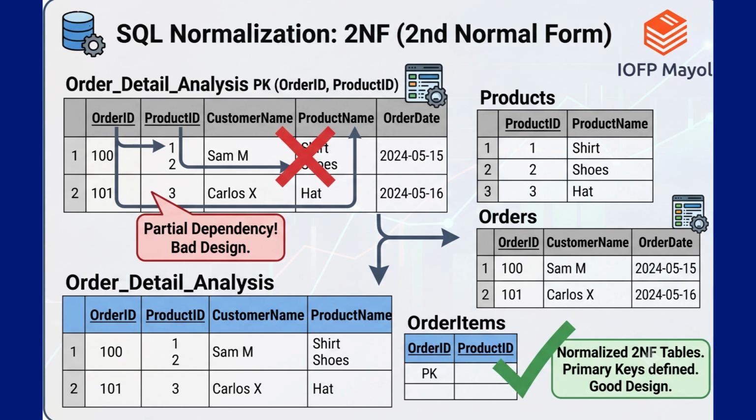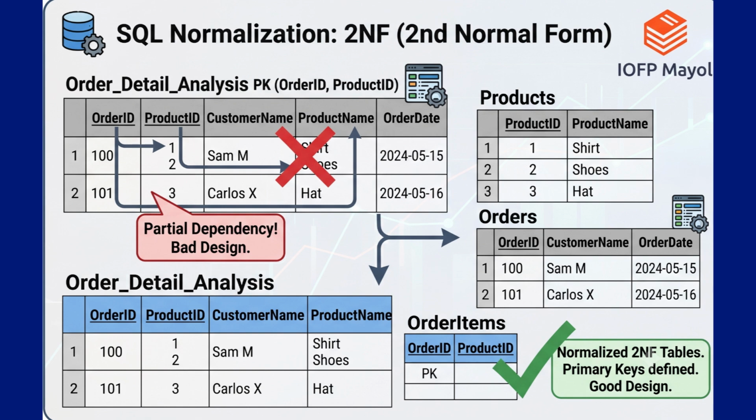Image 2. Second normal form. Goal: all columns must depend on the entire primary key. This image steps up the complexity by looking at tables with composite keys, a primary key made of 2 or more columns. In the problematic top table, the key is order ID, product ID. However, the diagram reveals a partial dependency.